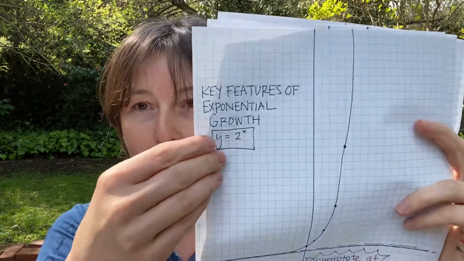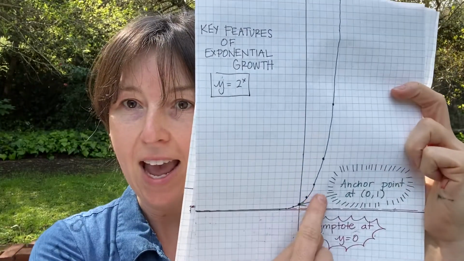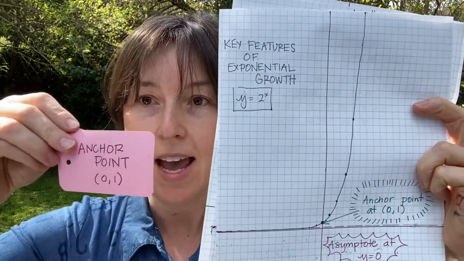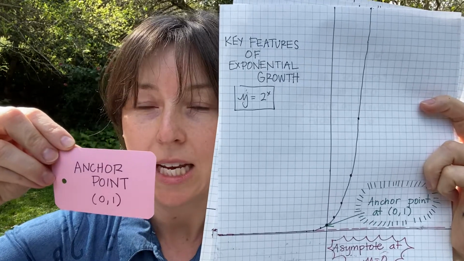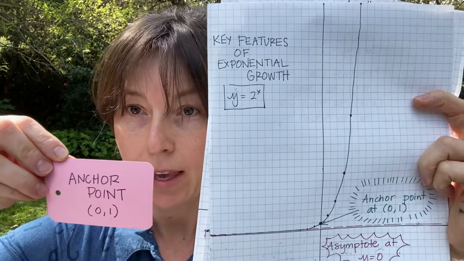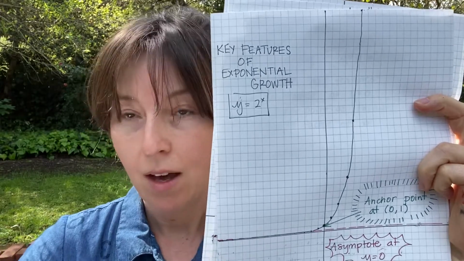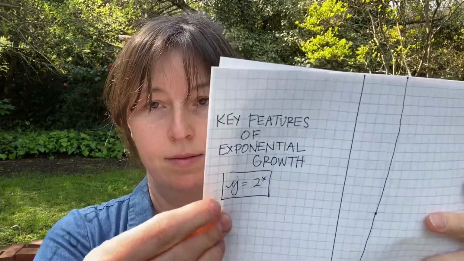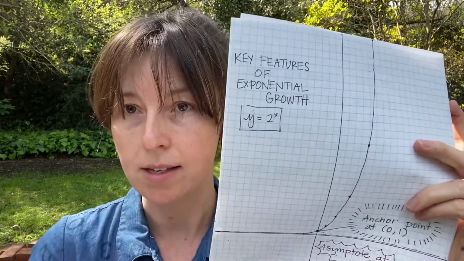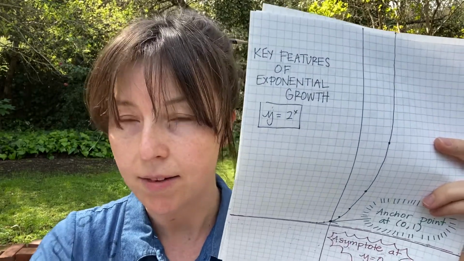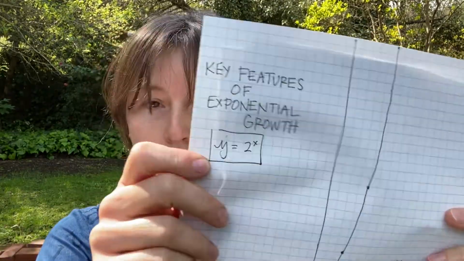We also have an anchor point. The anchor point for this function is (0, 1), okay? Because any number to the 0 power is 1, except 0, that's the exception.